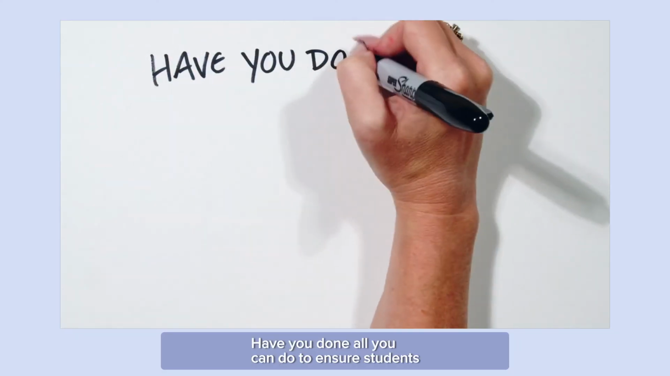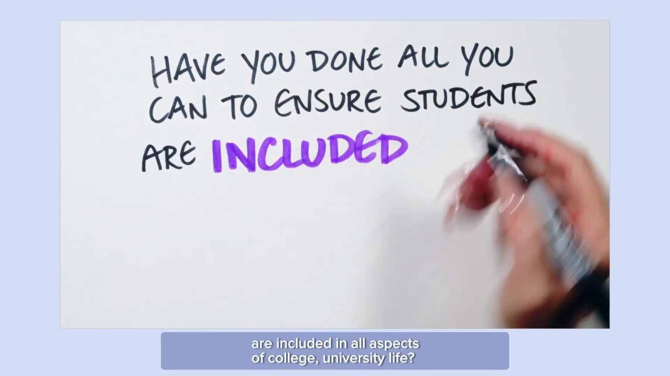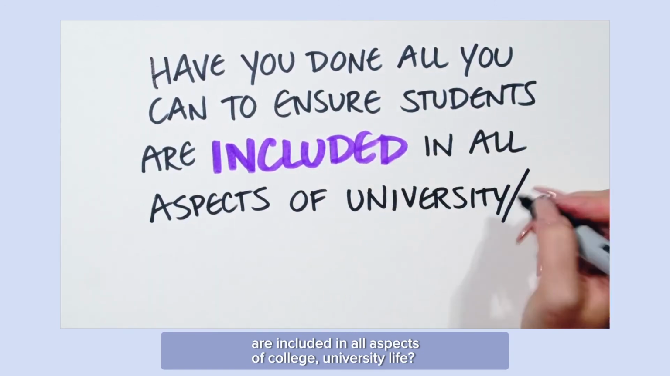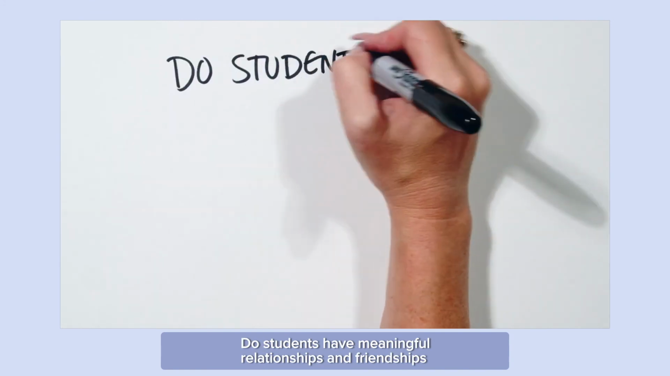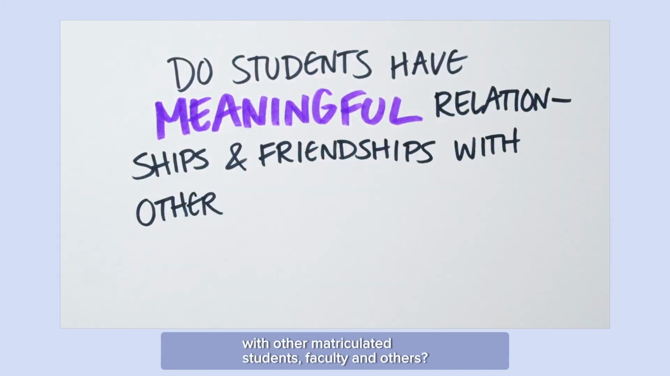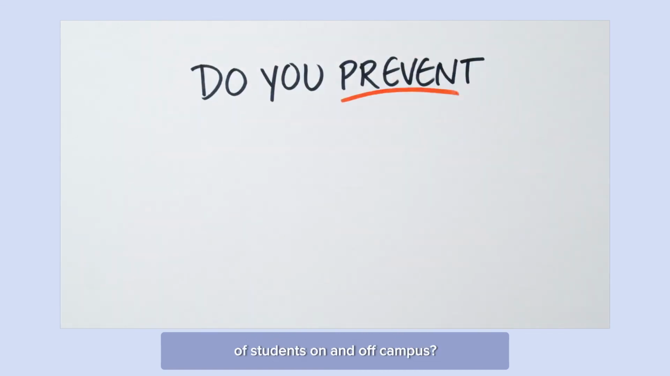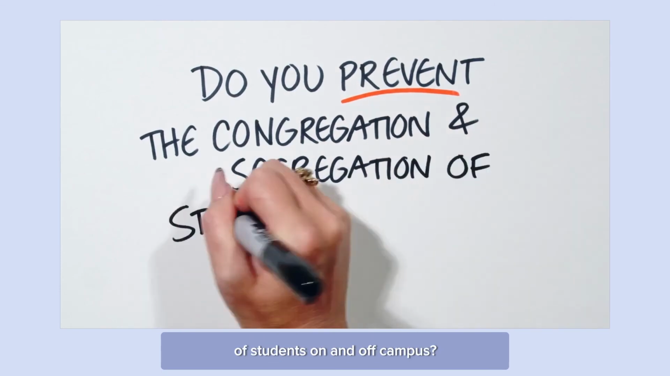Have you done all you can do to ensure students are included in all aspects of college, university life? Do students have meaningful relationships and friendships with other matriculated students, faculty, and others? And do you prevent segregation and congregation of students on and off campus?